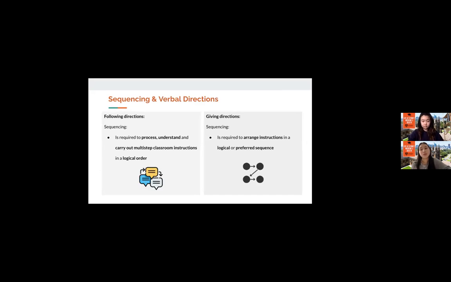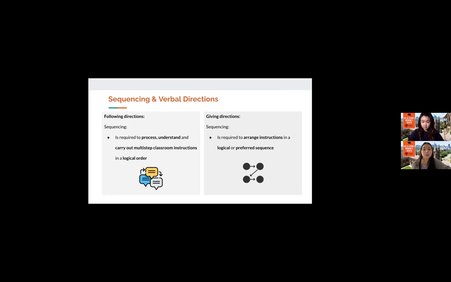Sequencing skills are also important for following verbal directions. Directions are a part of daily life. In the classroom context, following instructions can promote appropriate behavior, academic success, and overall effective completion of task expectations. To follow multi-step classroom instructions, the student must process and carry out the sequence of steps in a logical order.